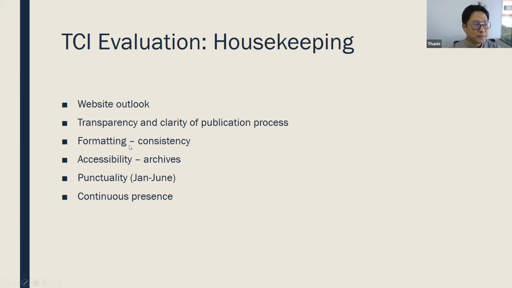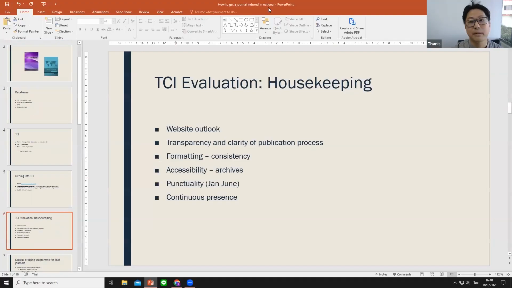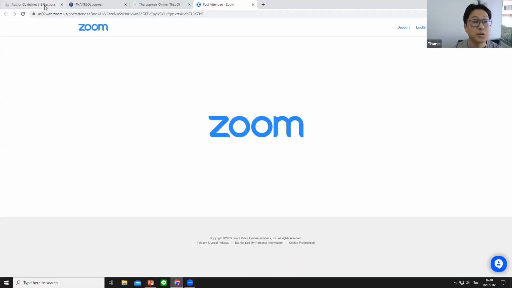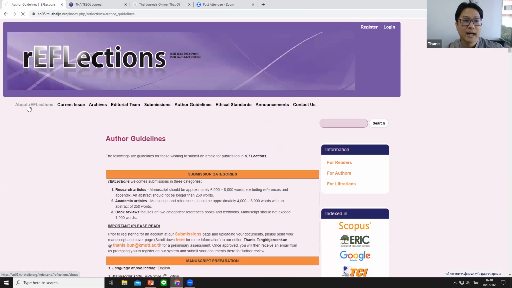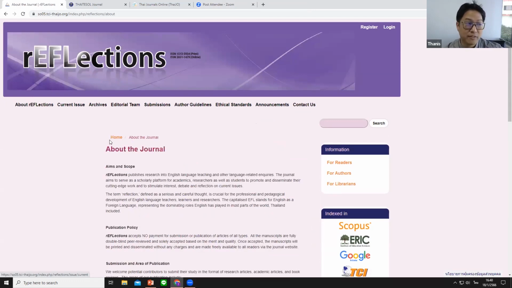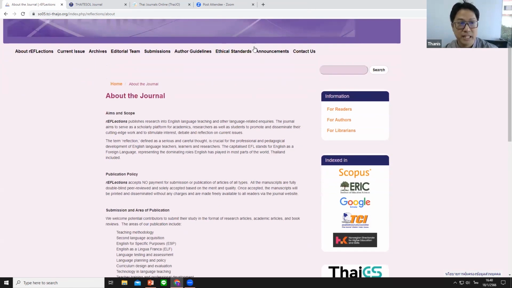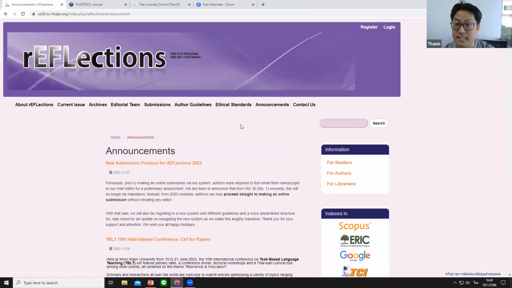Okay, if you take a look at different websites, for example, we also hired Taijo, right, to do the websites for us. So you can see that, this is our website, right? That is what Taijo has been doing for us. So about reflections, current issues, archives, editorial team, submissions, author guidelines, ethical standards, announcements, contact us, right? So all the information should be there. That is very important. Announcements, for example, you think it's not related to your journal, right? But it is, by the way. So you need to make sure that the announcements are up to date.